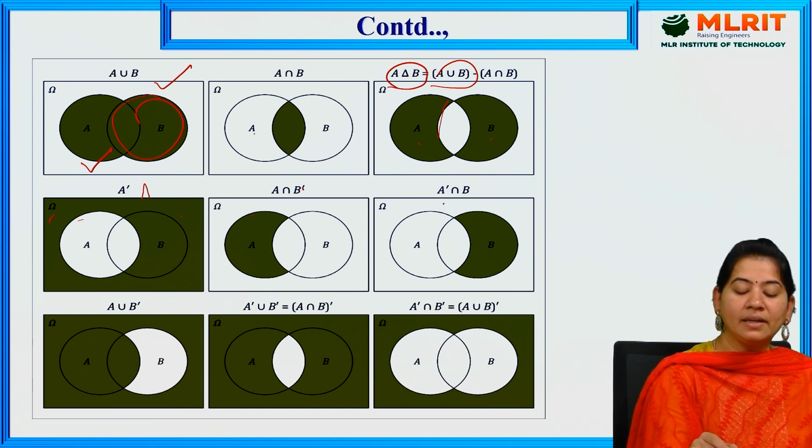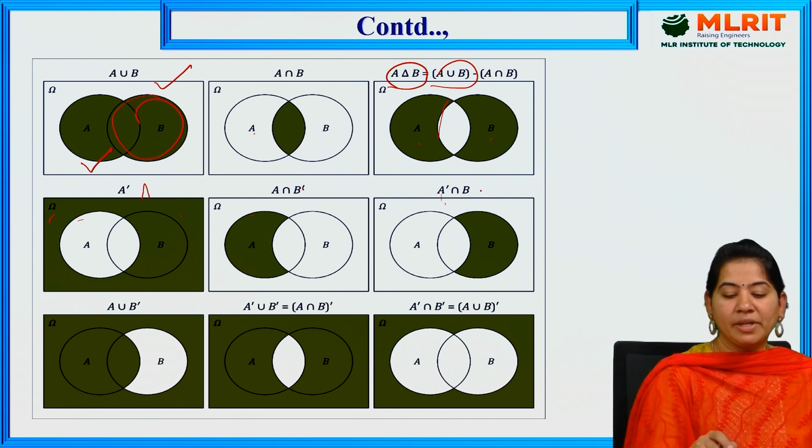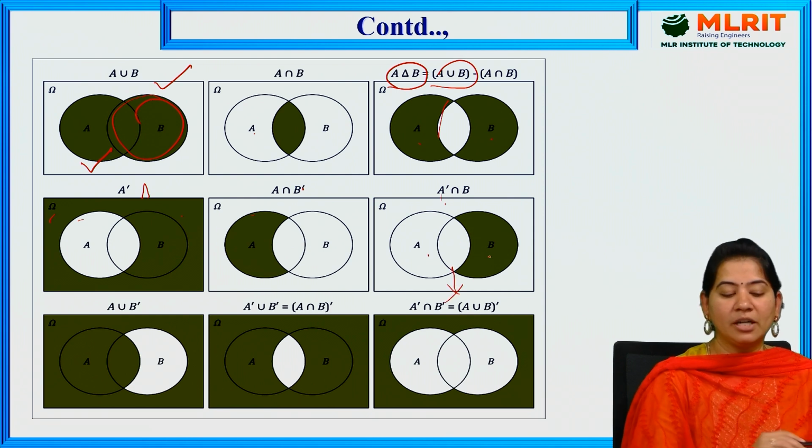And A dash intersection B. Here A dash means except the A part, and intersection means not excluding the common part, so B will be there.